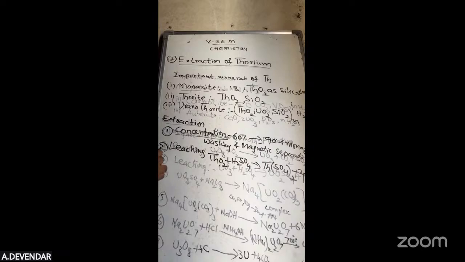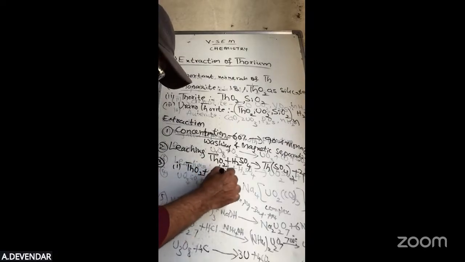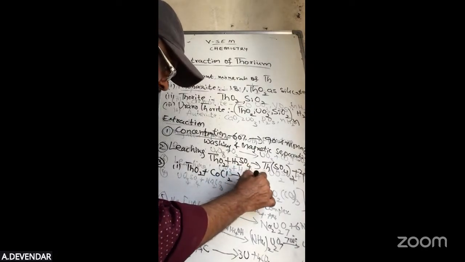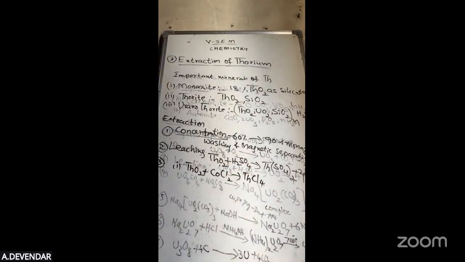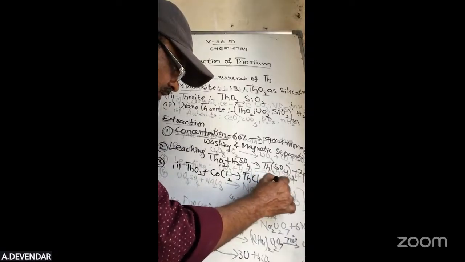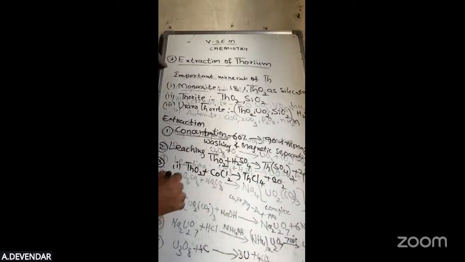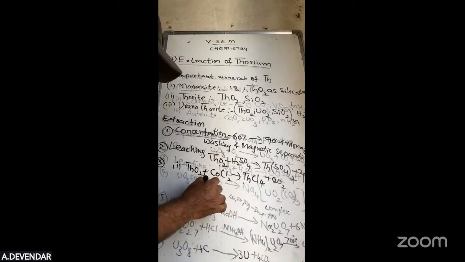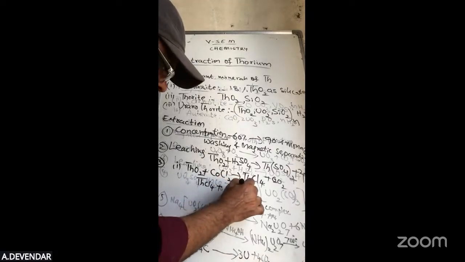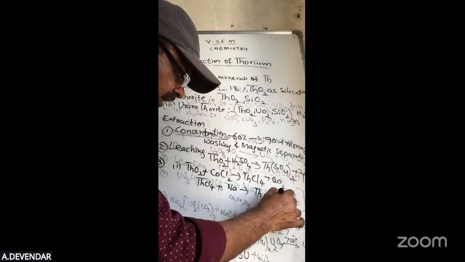But the last, that is the third method, is extraction of the thorium by steps; you use any one method. One method is when thoria, that means monazite, is treated with the cobalt chloride, we are getting thorium tetrachloride, and carbon dioxide will be removed. Then this thorium tetrachloride is treated with the sodium metal. You can get the thorium and sodium chloride.